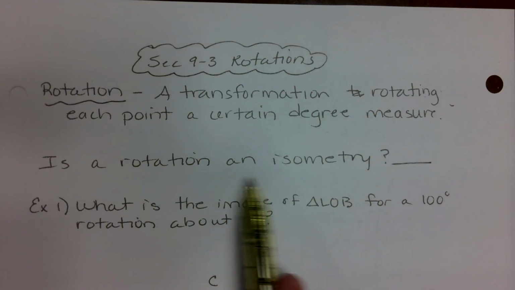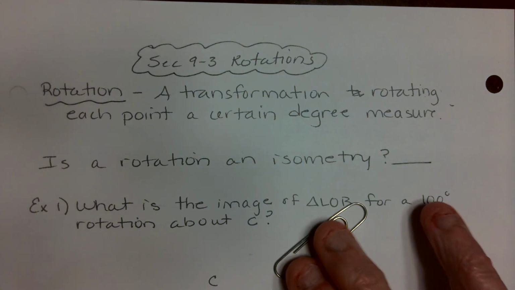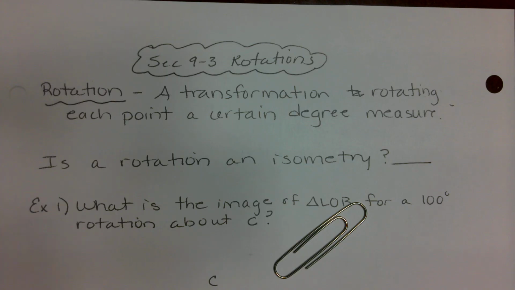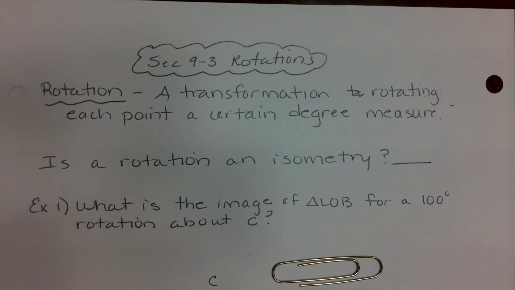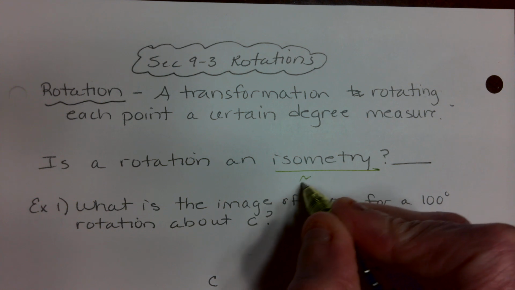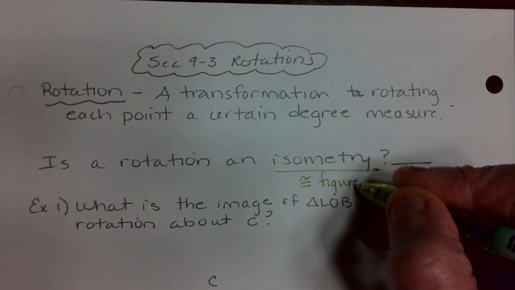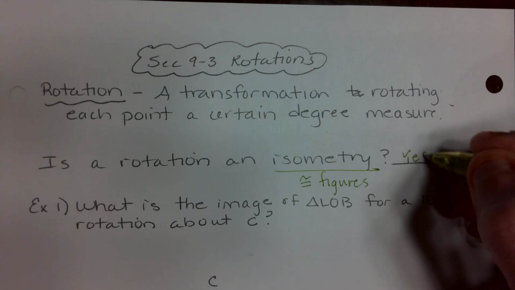So is a rotation an isometry? Well, yes. Considering if this was a figure right here, and I'm going to rotate it this many degrees, I still have the same figure, right? It's a congruent figure. It didn't change. So is it an isometry, which means again that you still have congruent figures? The answer would be, of course, yes, it is.